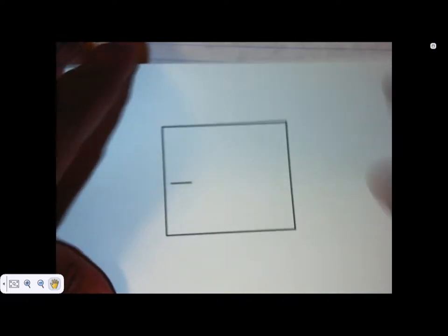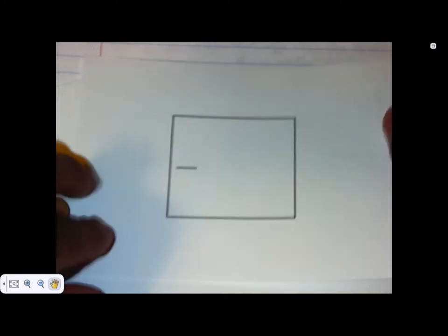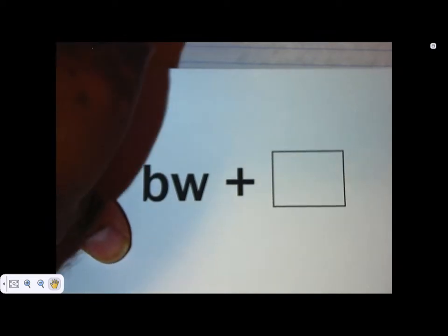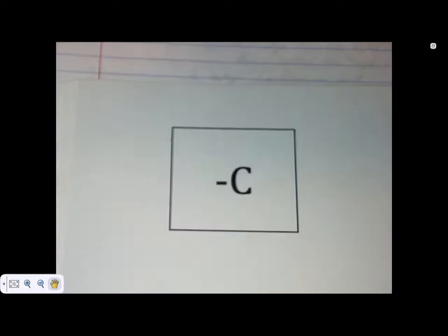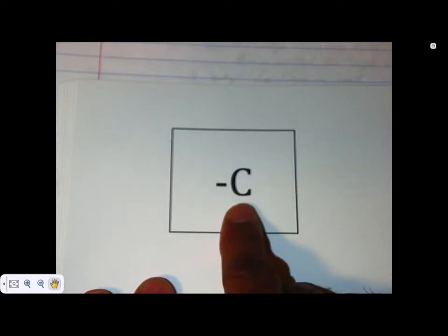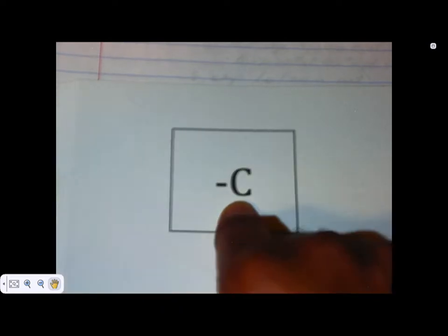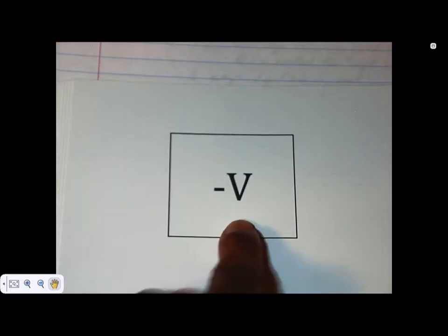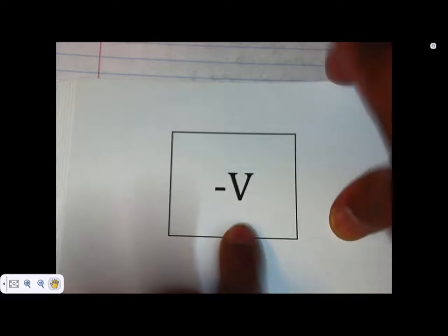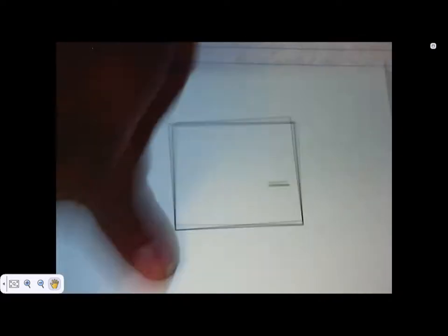The suffix is a letter or letters added to the end of the word, and those change its form. The base word plus a suffix is called a derivative. If the suffix starts with a consonant, it's called a consonant suffix. If the suffix starts with a vowel, it's called a vowel suffix. Okay? So that's what we're going to look at right now. Some more things with suffixes.